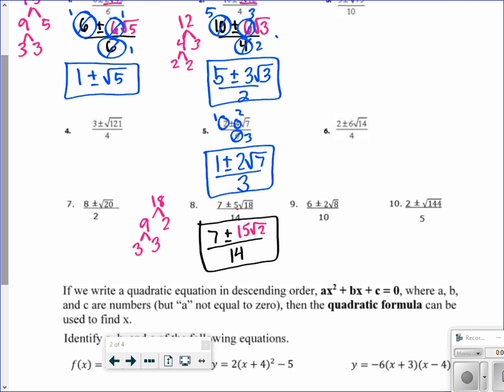Let's do number 4. Number 4, square root of 121. 11. That is a perfect square. 121 is a perfect square. The square root of 121 is 11. So 3 plus or minus, there is no longer a square root. We just have this 11 over 4.